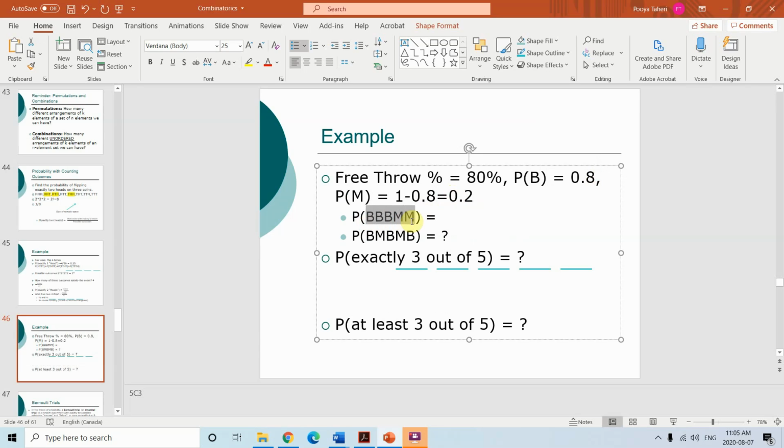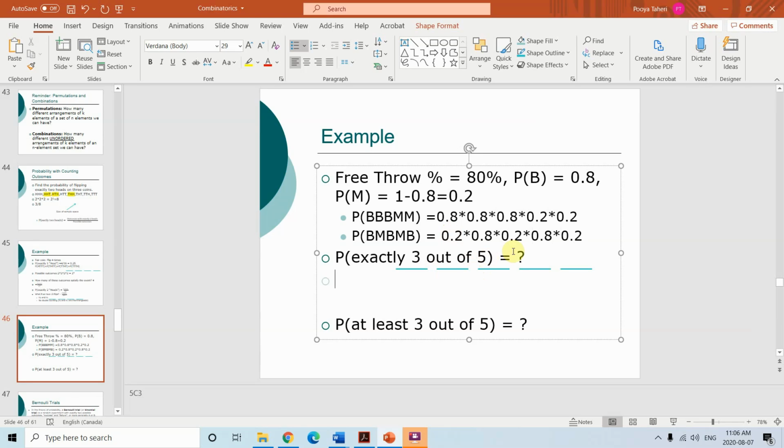So this becomes a multiplication principle problem. What is the probability of hitting the basket the first time? 0.8. What's the probability of the second one? 0.8 times 0.8 times 0.2 times 0.2. What is the probability of having exactly this sequence? Again, it's going to be 0.2 times 0.8 times 0.2 times 0.8 times 0.2.